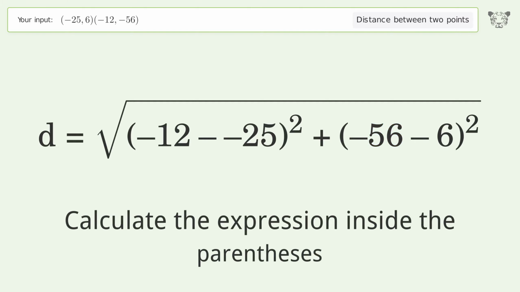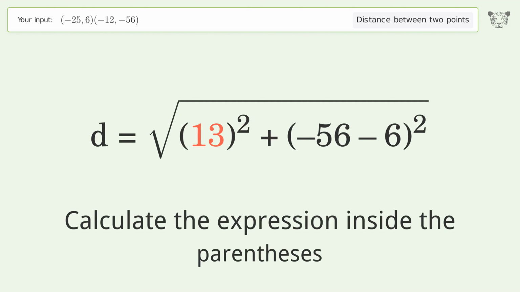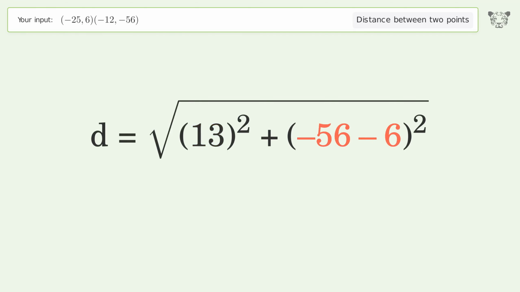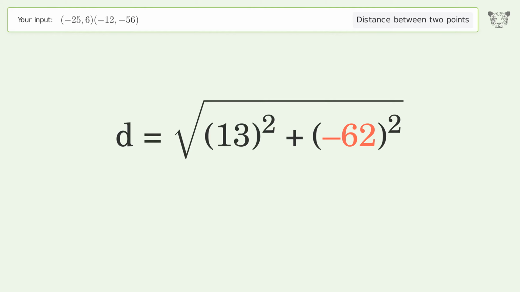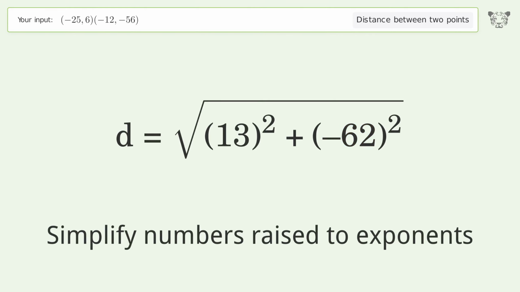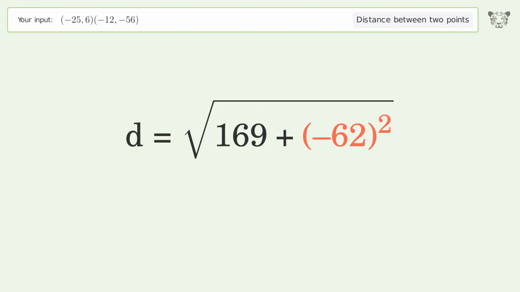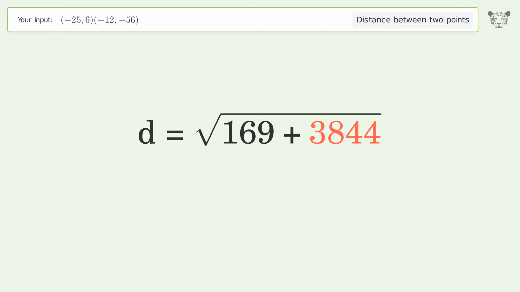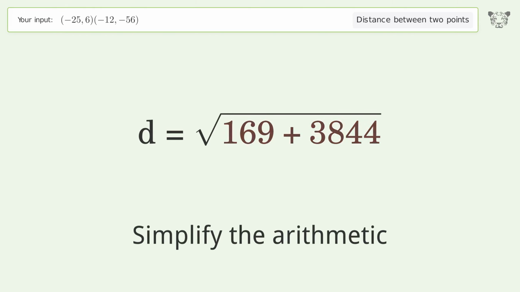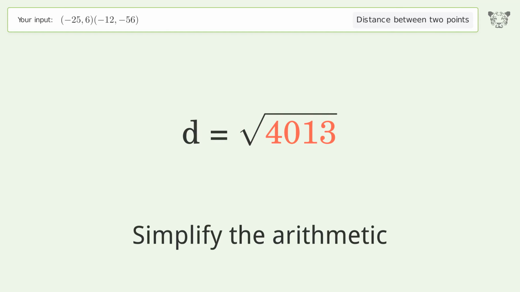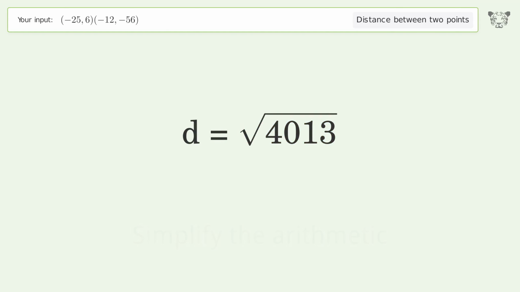Calculate the expression inside the parentheses. Simplify numbers raised to exponents. Simplify the arithmetic. And so the distance between the 2 points is the square root of 4013, or 63.348.